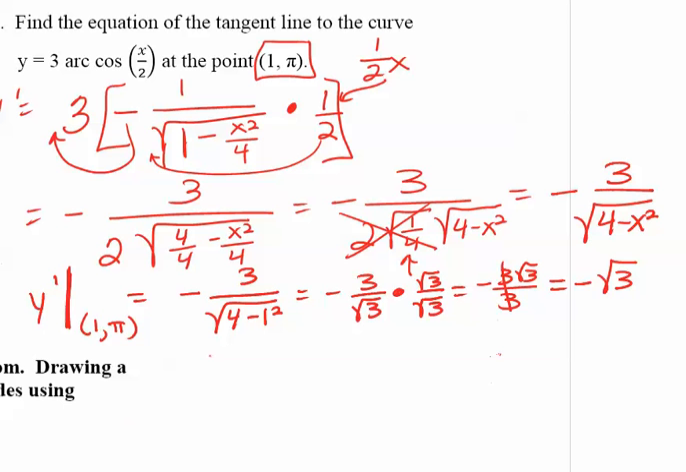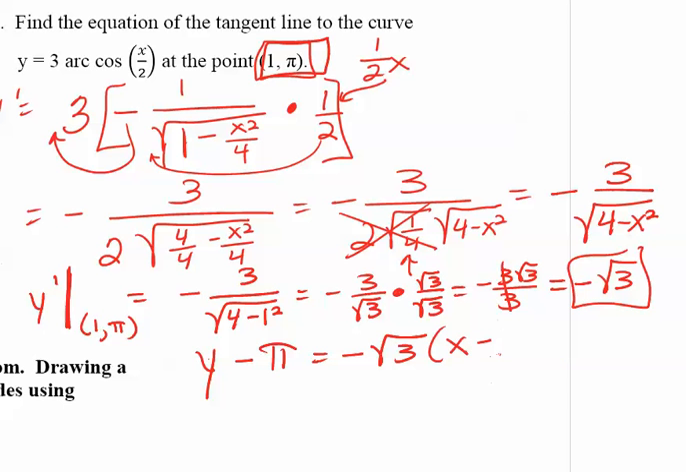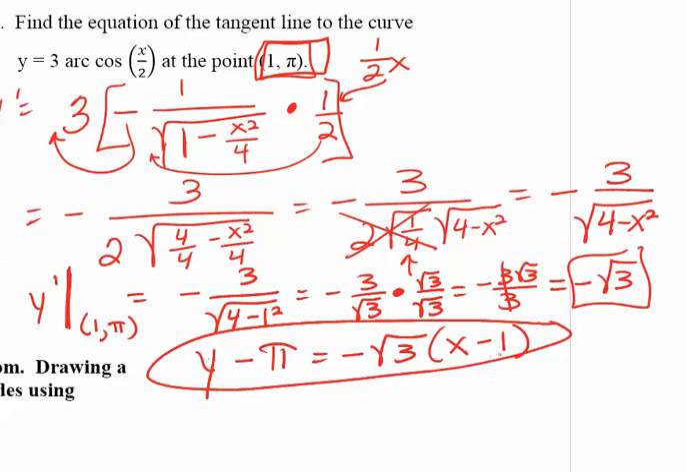So now our tangent line, we've got our point of tangency up above, and now we have our slope. So our tangent line would be y minus pi is equal to negative square root of 3 times the quantity x minus 1. And that's the equation of our tangent.